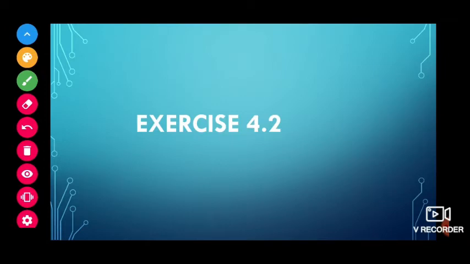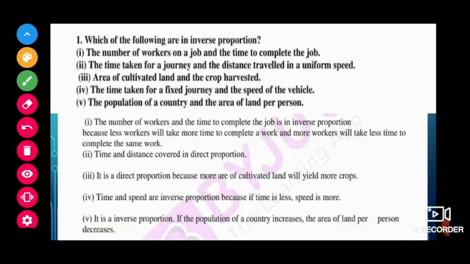Okay, now we will see the related sums, children. Which of the following are in inverse proportion? First sum, the number of workers on a job and time to complete the job. Here, we have to say whether it is inverse or direct.